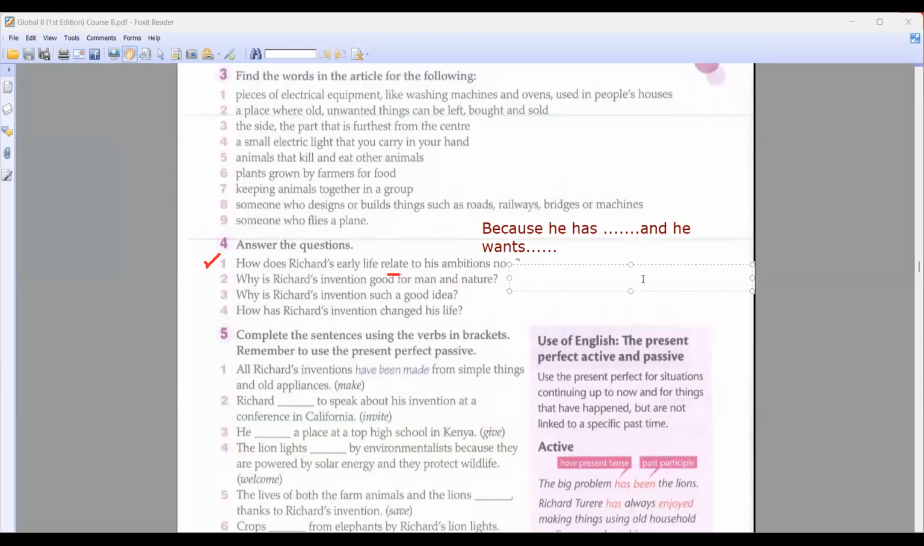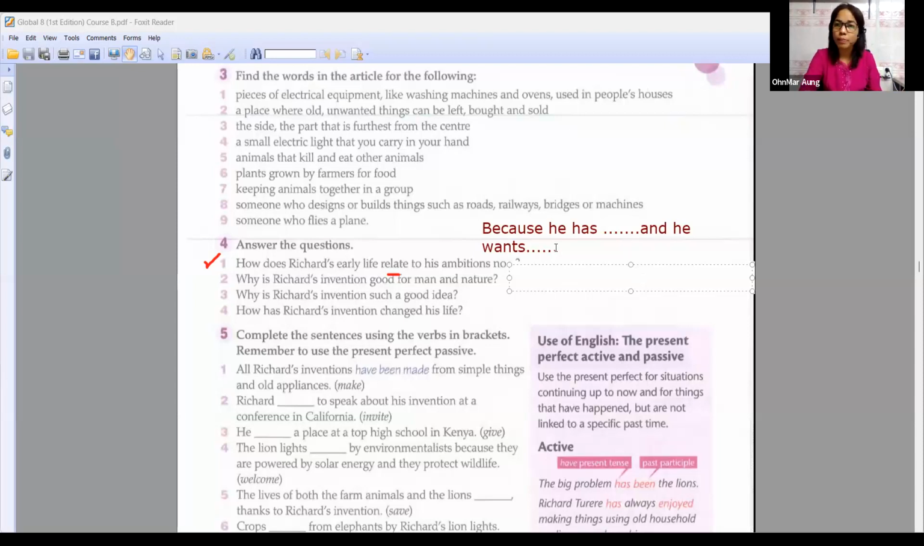Because the cow wasn't killed by the lion, so it's good for farmer and animal. So the cow wasn't extinct because of the lion. And the farmer doesn't get angry at the lion because they are protecting the cows from the lions. Where is that information? It's the fifth paragraph, I think. Second column? Yes, you could see that information there.